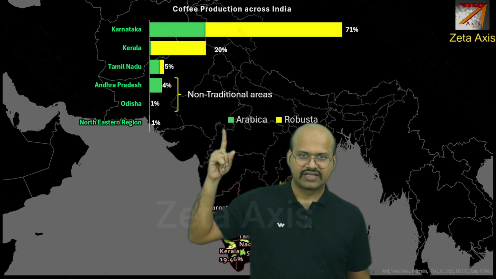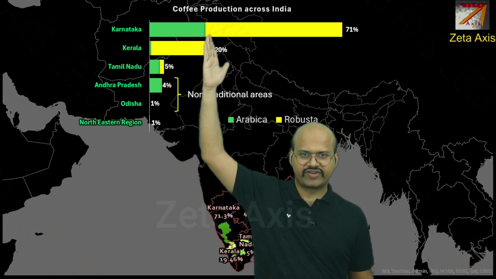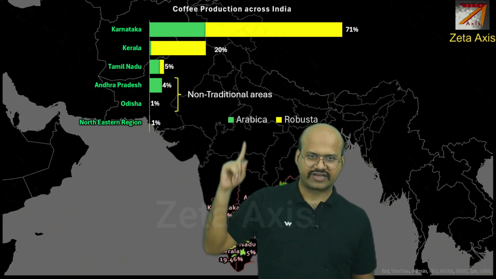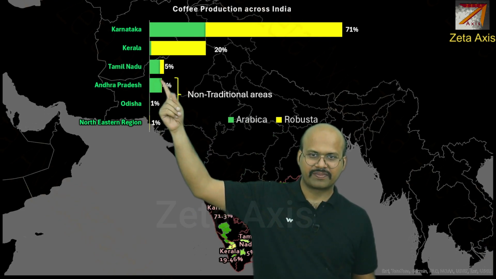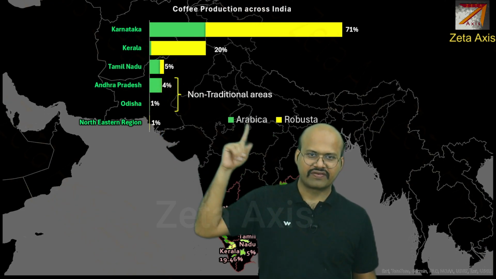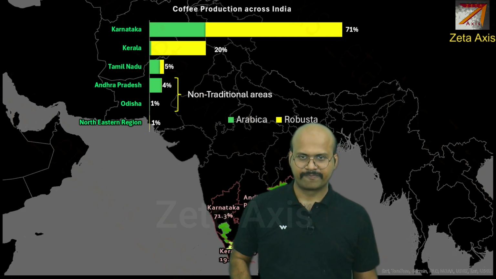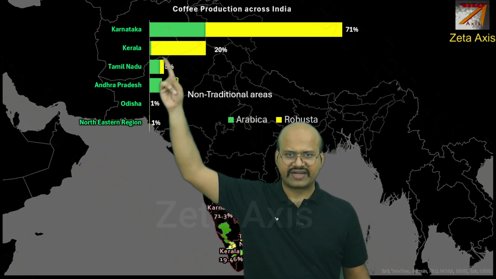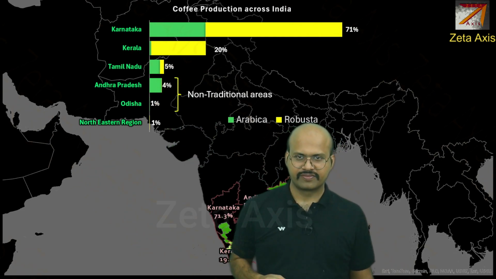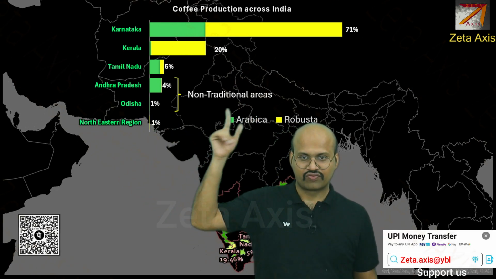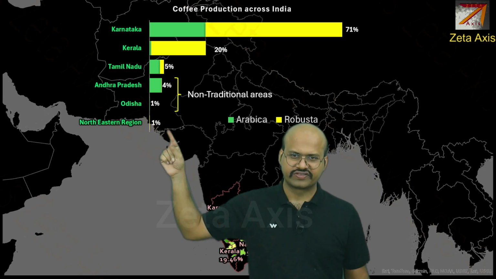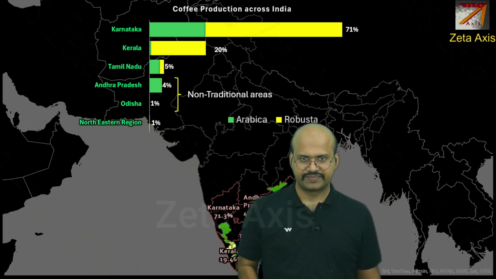So we can see that less than 50% of coffee grown in Karnataka is Arabica and most of it is Robusta. In Kerala, most of it is Robusta, but in Tamil Nadu and Andhra Pradesh, we have most of Arabica production. Now, these 3 are traditional regions which produce coffee. Andhra Pradesh and Odisha are called non-traditional areas, while northeastern region also produces very small amount of coffee.